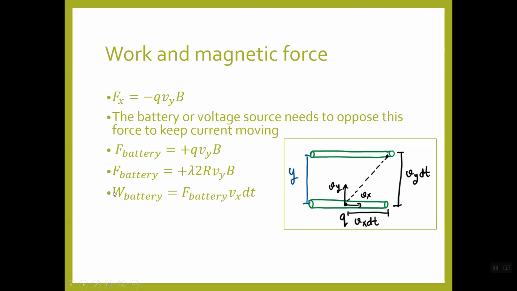So the work that's done by the battery is equal to the force that the battery has to apply times the distance that our charge goes in a time dt, vx dt. So we have the force of the battery, lambda times r times vy, times B, and then we have our distance vx dt.